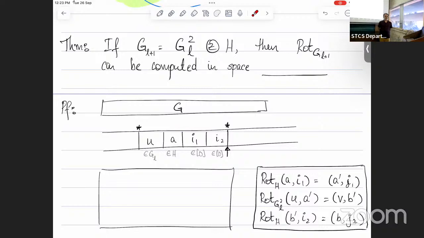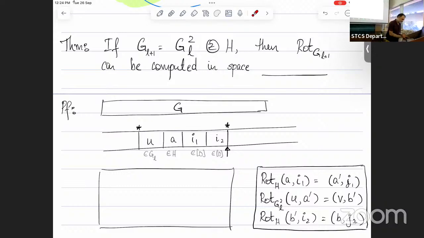Yeah, that's fine. But just by looking at A comma I1, how does the machine understand that you need to compute this? It's a dumb question. So you're saying that every A belongs to H somehow? No. That's what I will keep track of on the work tape, because I need to know which graph I need to be running my rotation map on.